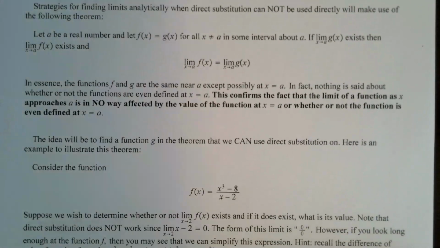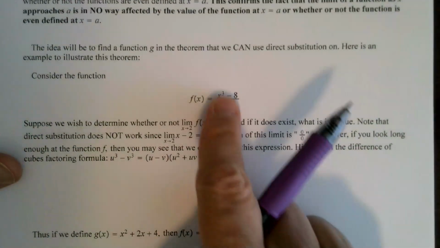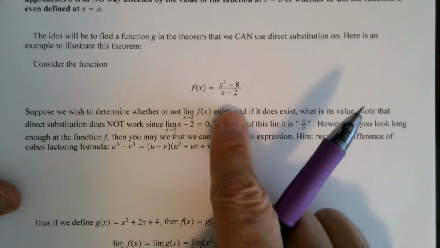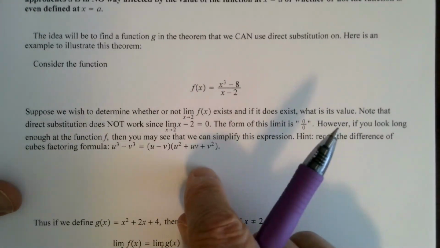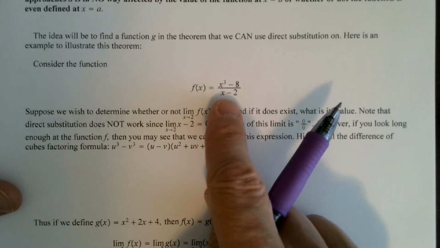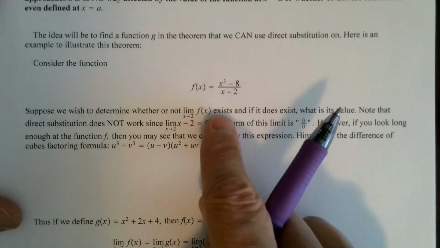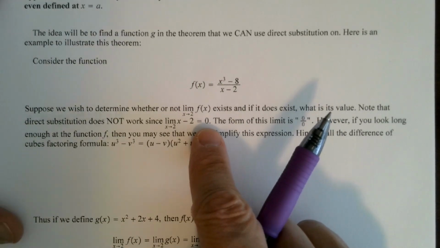So let's look at this idea from a specific example. So let's look at this function here. Suppose we want to find out what the limit as x approaches 2 of this function is. I hope you see right away that this function is not defined at x equal 2. All right, if I plug in x equal 2, I'm dividing by 0. And in fact, it's not continuous right at x equal 2 because of that.